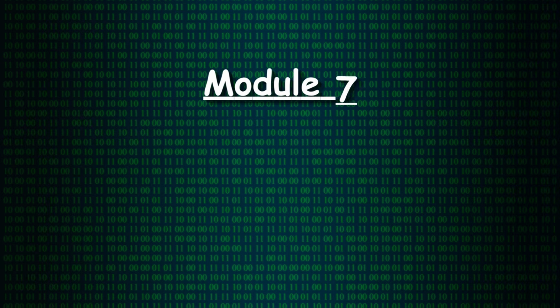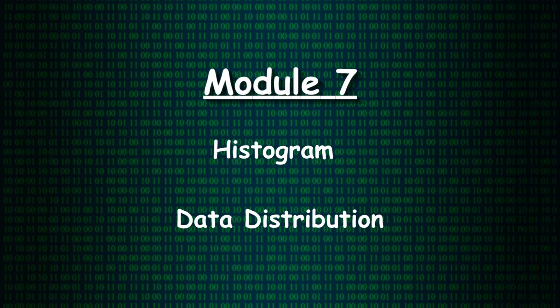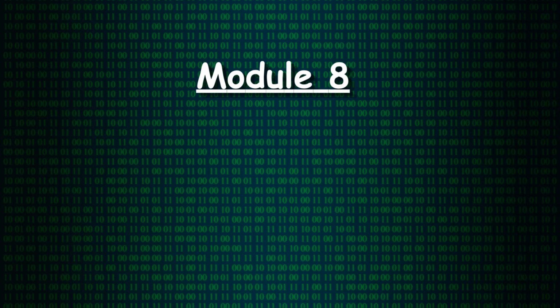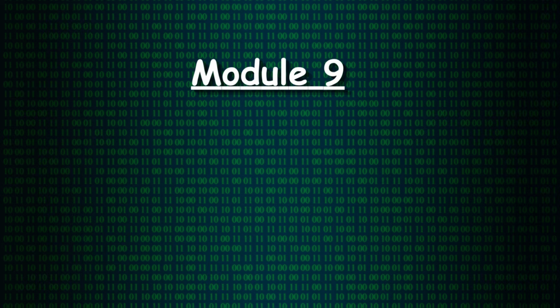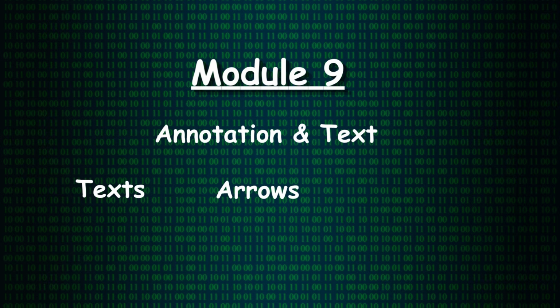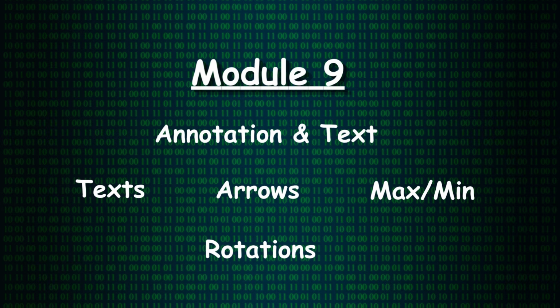Then in module 7, we'll learn histograms and understand data distribution concepts like bins and frequency. In module 8, we'll cover pie charts and learn how to visualize part-to-whole relationships properly. In module 9, we'll learn annotation and text in Matplotlib, where you will understand how to highlight important points in your chart using text, arrows, maximum and minimum values, and annotations, and make your visualization more insightful and storytelling focused.